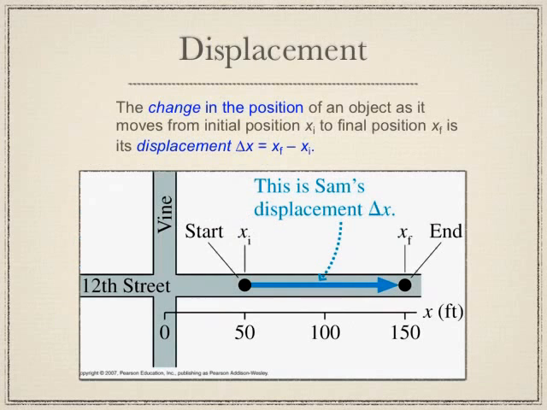So what is displacement? It is the change in the position of an object as it moves from an initial position to a final position. X marks the spot, so x subscript i is our initial position. x subscript f, therefore, is the final position. Displacement is the change in position, so we read that equation as delta x.